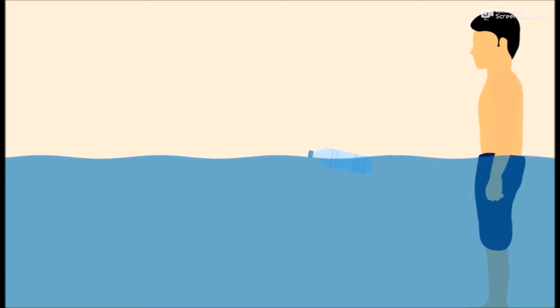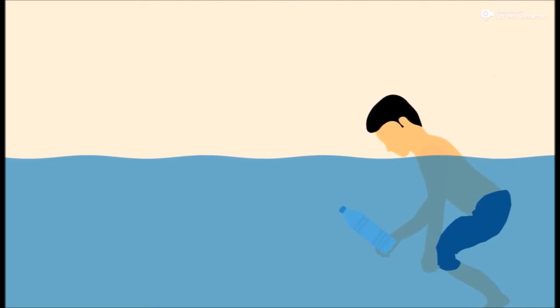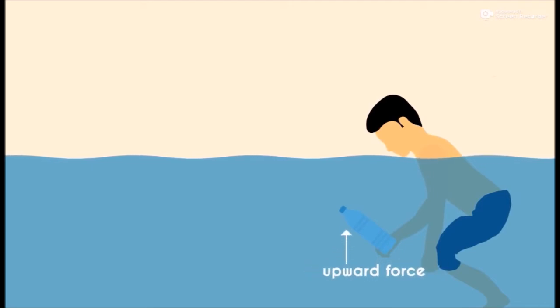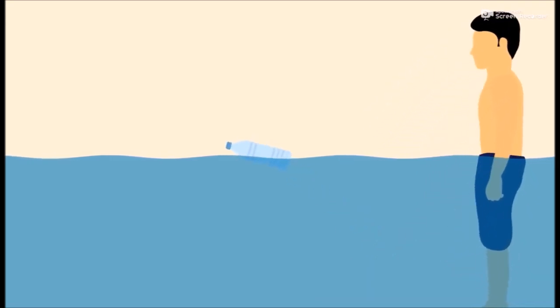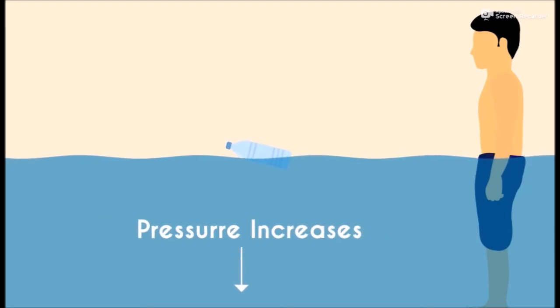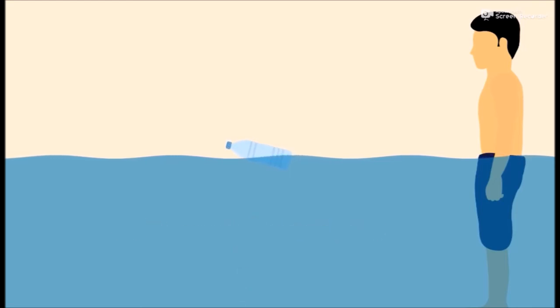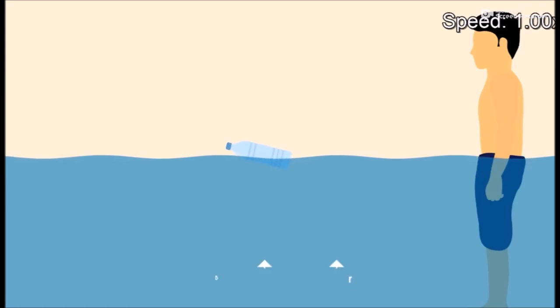Now push the bottle deeper inside the fluid. You will feel more force against your hand, and when you release the bottle, it will rush back to the surface. It will come up faster than it did in the previous case. The upward force increases as it is pushed deeper into the fluid, because the pressure also increases as we go deeper into the fluid. This upward force exerted by the water on the bottle is known as upthrust or the buoyant force.